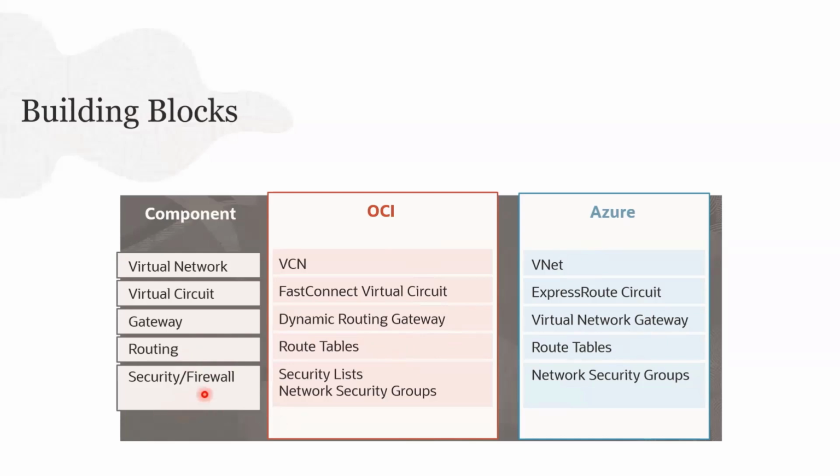And from a security standpoint, in OCI, you can configure security lists as well as network security groups. And on the Azure side, you have network security groups. So the intention of this slide was just to compare the networking components that are involved in each side of the connection. Now let's look at some of the partnership benefits.